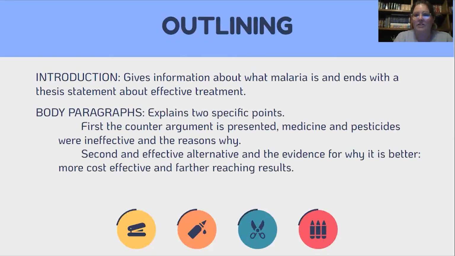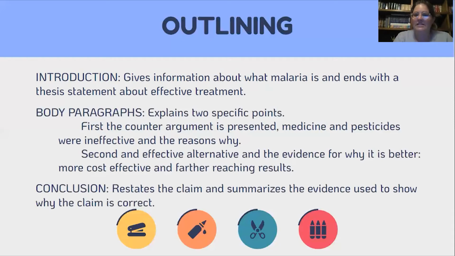First, the counter argument is presented, and it shows why medicine and pesticides were ineffective and the reasons why. One of the reasons they were ineffective was because of the expense. Second, he shows the effective alternative and the evidence for why it is better. It is more cost-effective and has farther-reaching results.